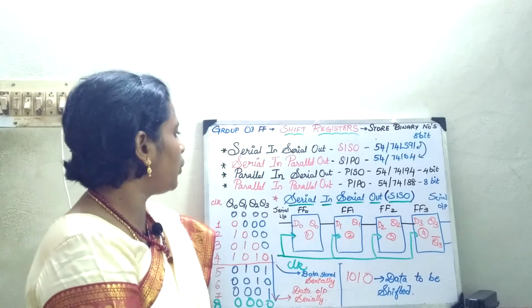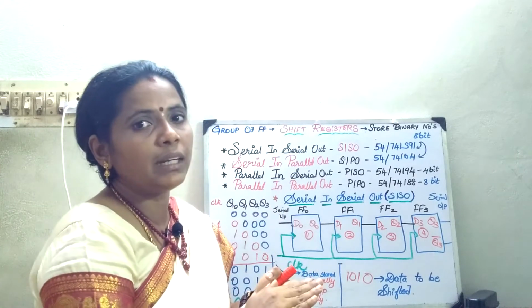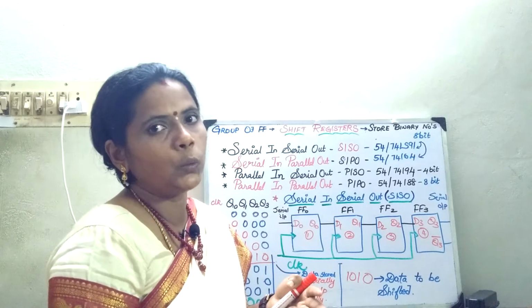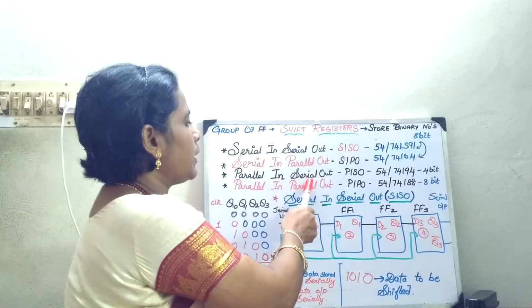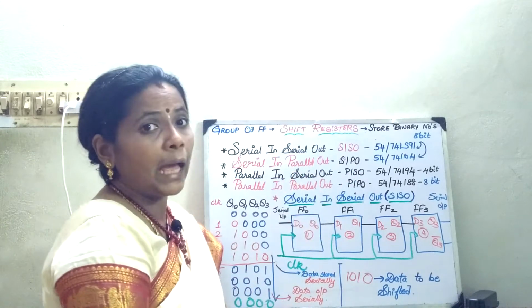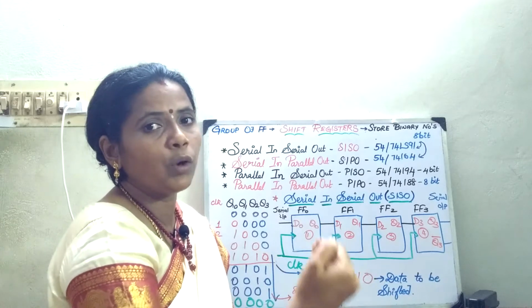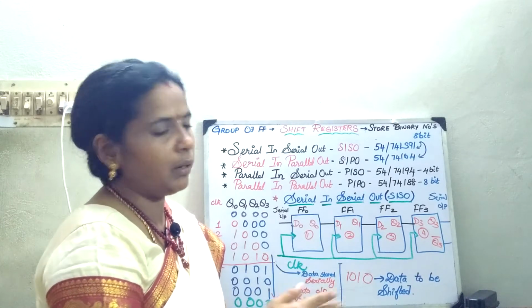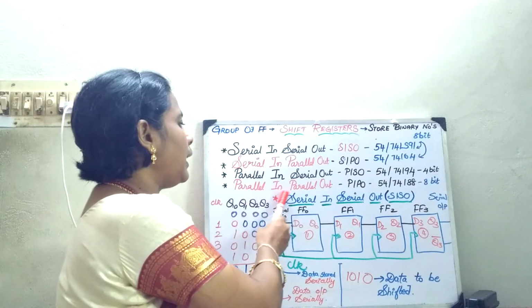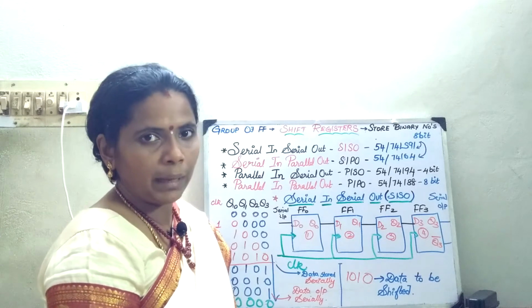Next type is serial in, parallel out. That is, I am going to give the data serially but I am going to take out the data parallelly. The next one is parallel in, serial out. That is the PISO model. I give all the data parallelly but whenever I take the output, I take it one by one. So, depending upon the application what we require. Next is parallel in, parallel out. I give the data parallelly and take the output also parallelly.